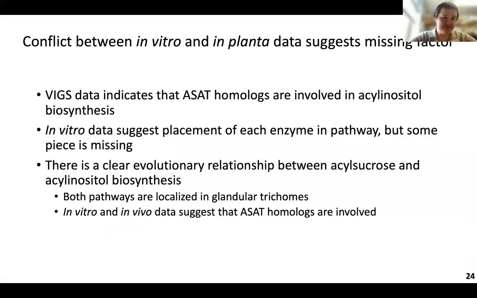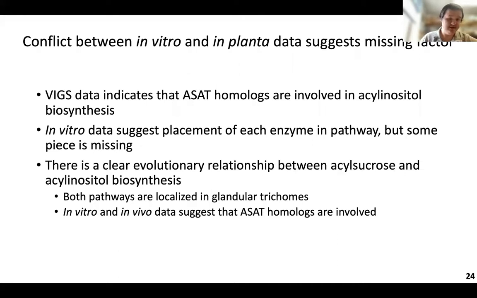So just to summarize a bit, we have a conflict between our in vitro and in planta data that suggests a missing factor. The VIGS data clearly indicates that the ASAT homologs are involved in acyl-inositol biosynthesis, whereas the in vitro data suggests some placement of these enzymes in the pathway, at least the ability to use the substrates or intermediates we would expect, but some piece is missing in trying to reconcile what we see in vitro and the in planta acyl sugars.